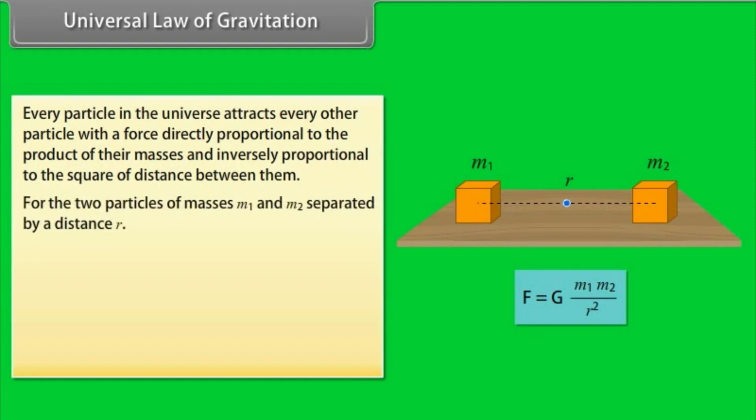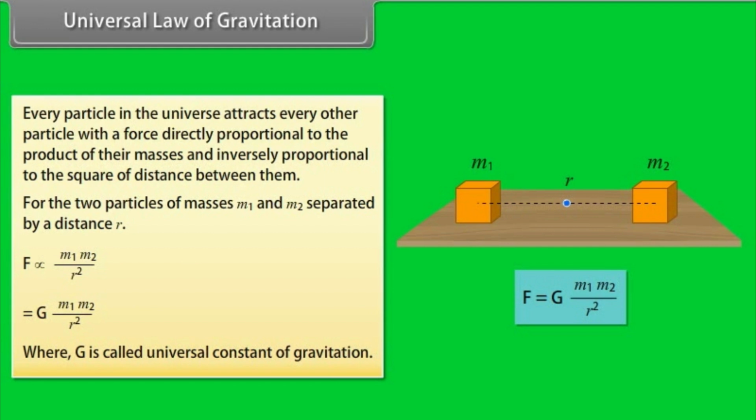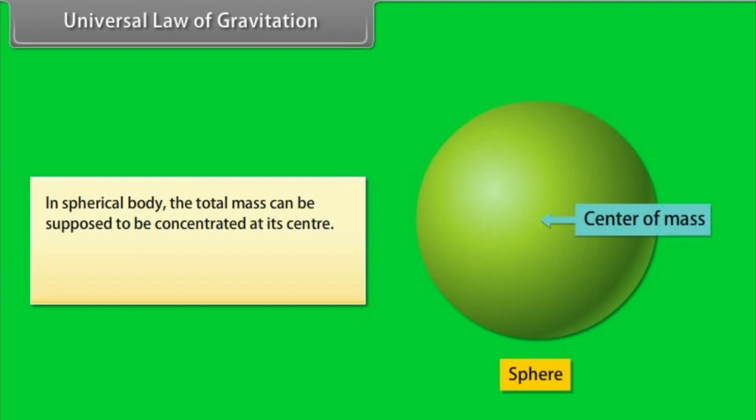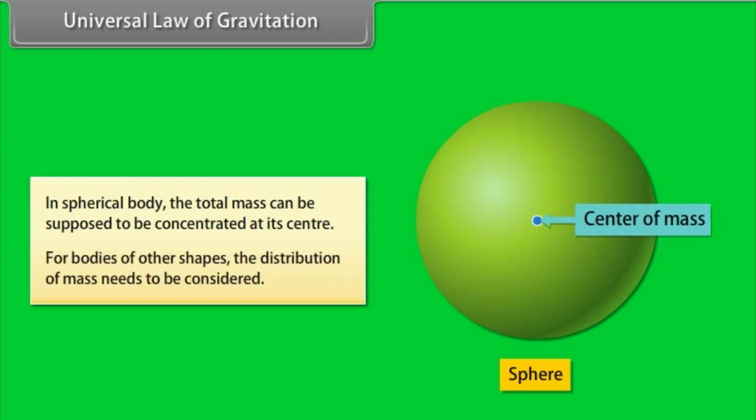For two particles of masses m1 and m2 separated by a distance r, F is equal to G m1 m2 upon r square. The constant G is called the universal constant of gravitation. In a spherical body, the total mass can be supposed to be concentrated at its center. For bodies of other shapes, the distribution of mass needs to be considered.